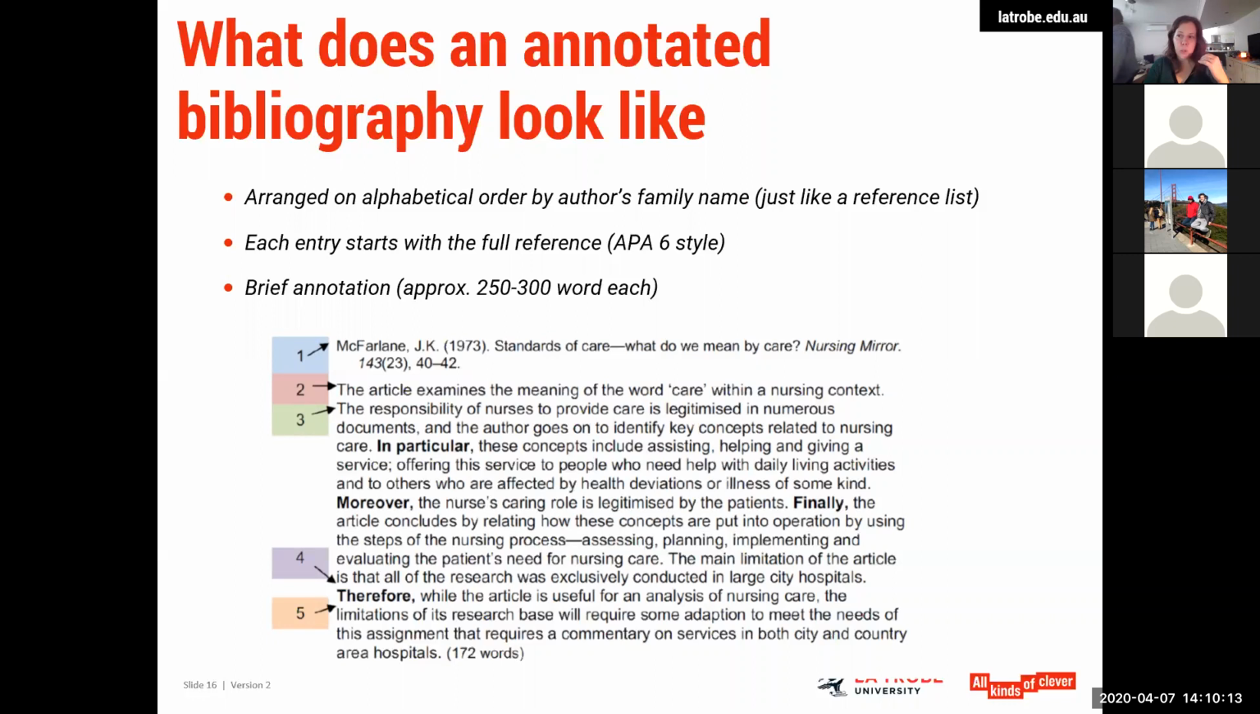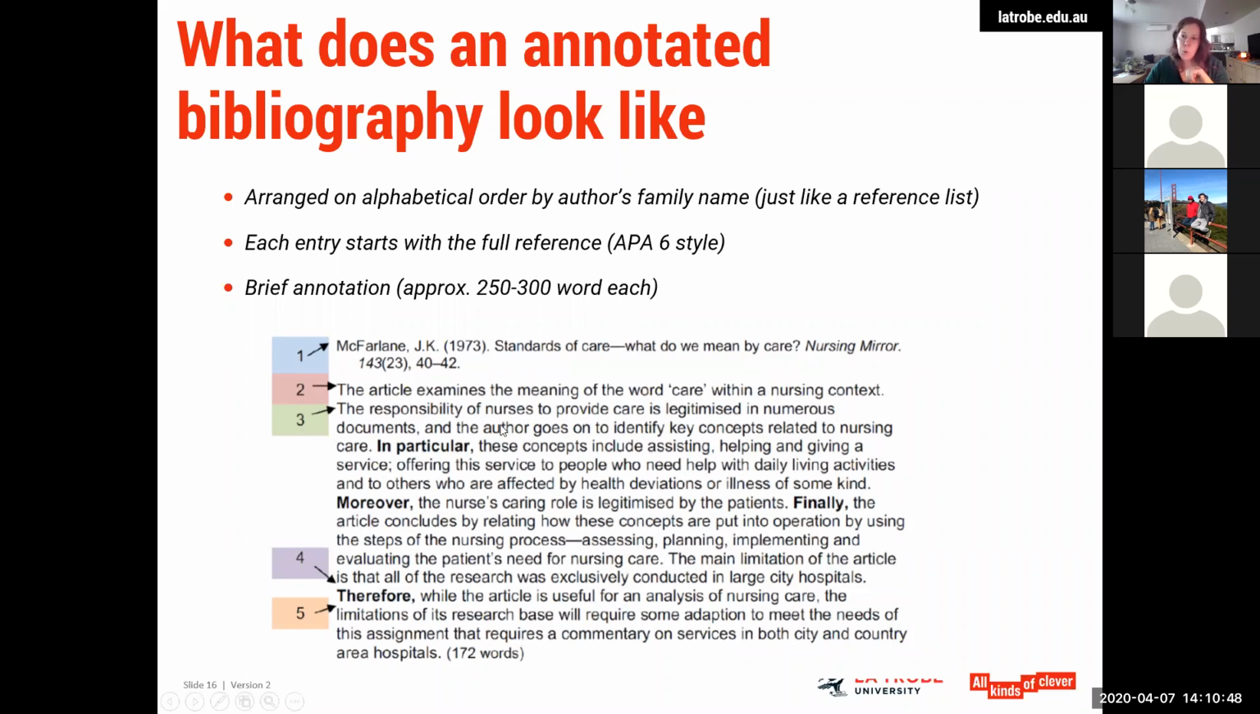As opposed to an essay or a report where you put the reference at the end in a reference list, in an annotated bibliography, the reference comes first. Okay, so that's what you'll always start with. And then there's a brief annotation, and we're looking at about 250 to 300 words. So it's brief. You're going to have to be really clear and concise in your writing in this particular exercise. You can see on the screen here that this is an example of the length that we're talking about. So it's not long.